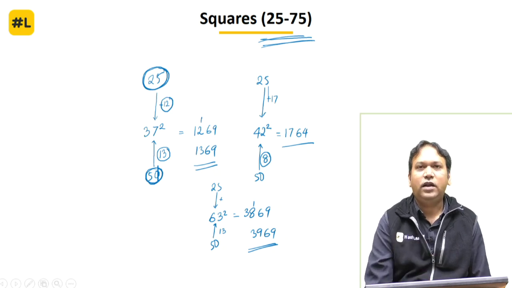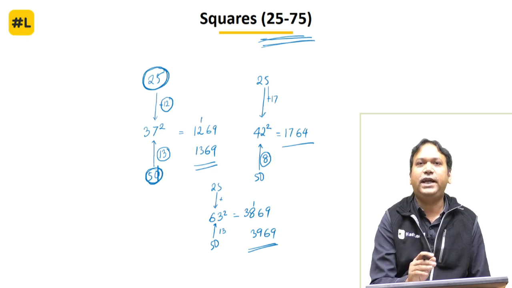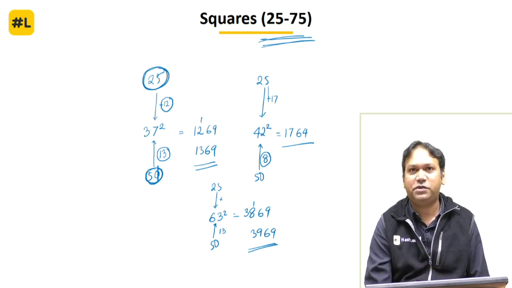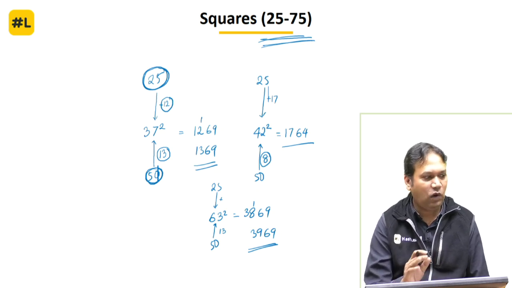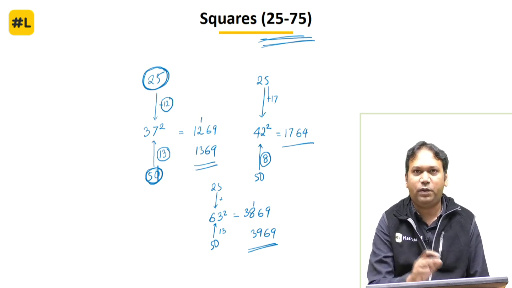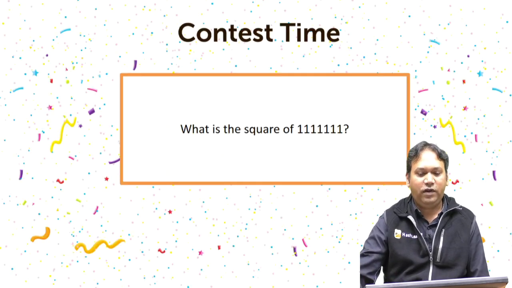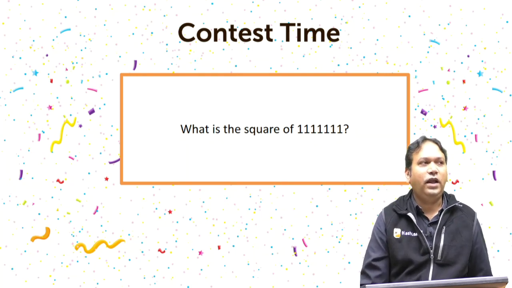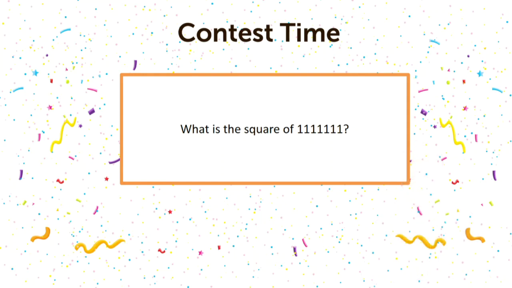So we have done 3 techniques till now in detail: numbers ending in 5, starting with 5, all types for 2-digit numbers and 3-digit numbers, numbers ending in 1, and also squares of numbers from 25 to 75. Now we will go. So now we have the contest time for you. There is a question. Now you try to solve this question. What is the square?